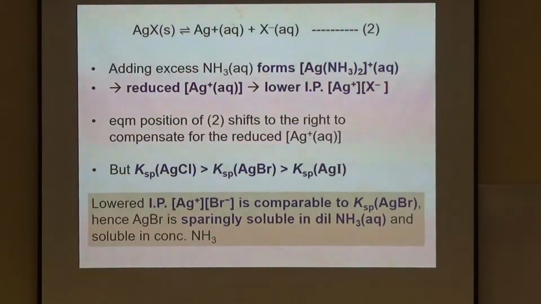For bromide, it is intermediate between the situations for silver chloride and silver iodide. So it's hard to dissolve in dilute aqueous ammonia. However, when you use a more concentrated solution of ammonia such that more of the Ag(NH3)2+ complex forms, it will be able to dissolve. Alright? Okay, so let's look at the next one.